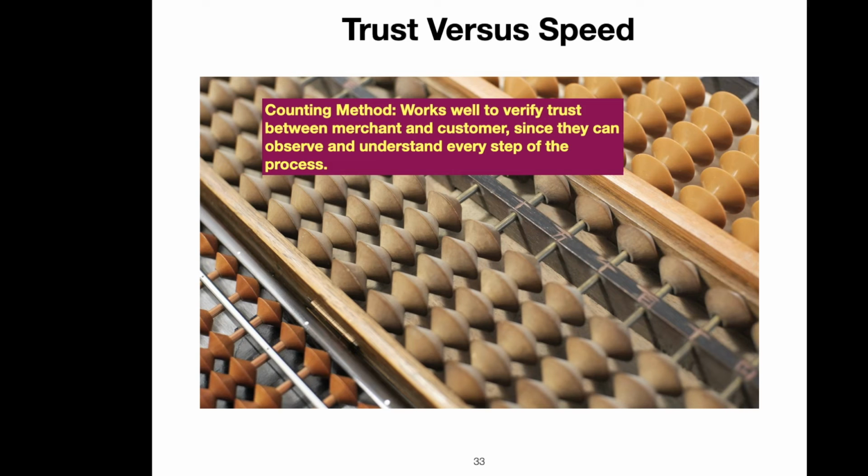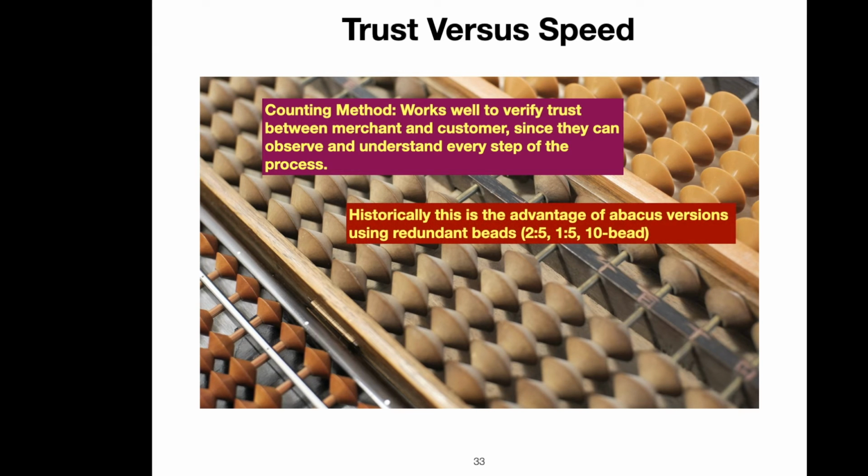The counting method works well in verifying trust between merchants and customers, or between different parties in a transaction who intrinsically may not trust each other, because the second person observing the calculation can observe and understand every step of the process. They can see each bead being added one step at a time. There's no hidden mental steps involved that an external observer wouldn't be able to spot.